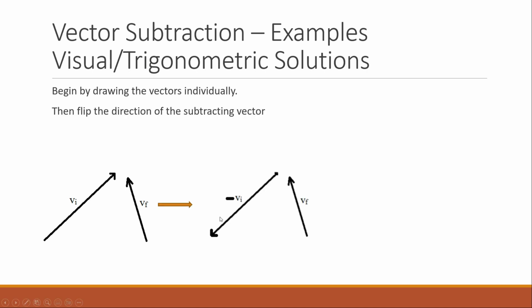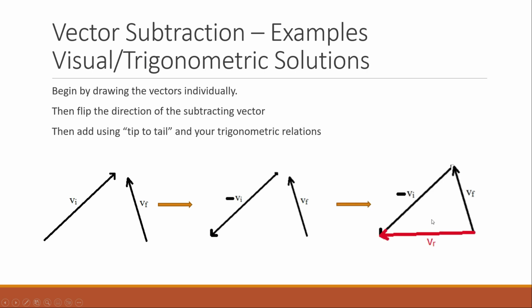We can see that Vi looks completely identical. It's the exact same size, and it's the exact same slope here, except instead of heading up and to the right, it is heading down and to the left. It is the negative of that. And now I can just tip to tail these two, and it would be Vf plus negative Vi, which is the same thing as Vf minus Vi, and that would equal my resultant, or my change in velocity. You could use trigonometric ratios or whatever you need to end up solving for those now.